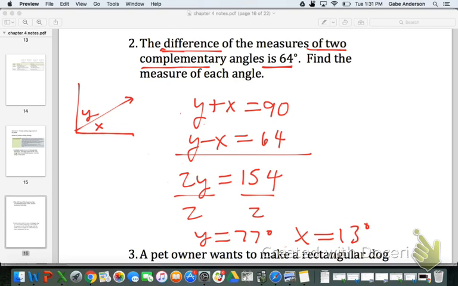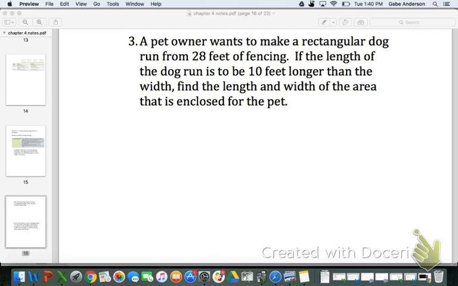Very quickly. So, let's try and pick out keywords. Let's identify if a picture is helpful or not. So this one says, a pet owner wants to make a rectangular dog run from 28 feet of fencing. If the length of the dog run is to be 10 feet longer than the width, find the length and width of the area that is enclosed for the pet.